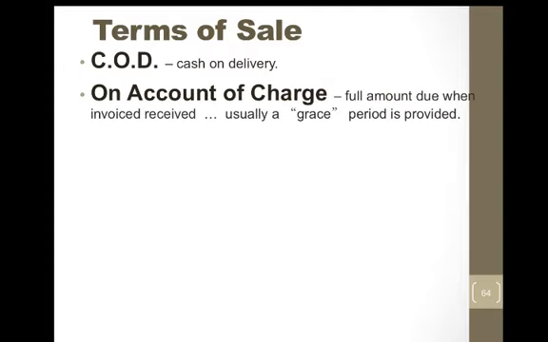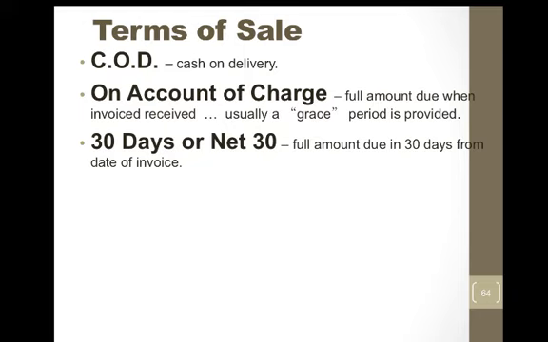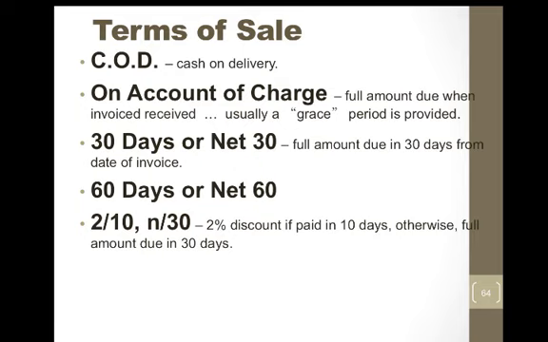On account of charge means full amount is due when the invoice is received. Usually a grace period is provided there so that they have a couple of days. Net 30 you've seen, this means it's due in 30 days from the date of the invoice. Net 60 means the same thing, only it's 60 days from the date of the invoice. Now these are the terms that we are going to get used to seeing.